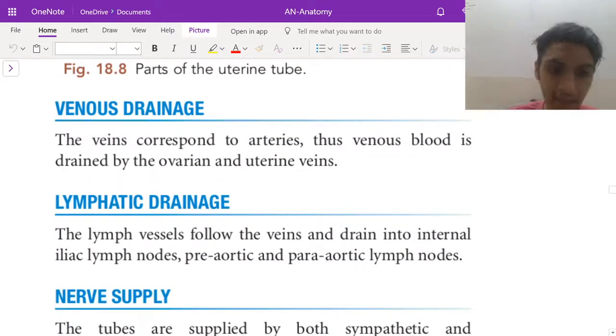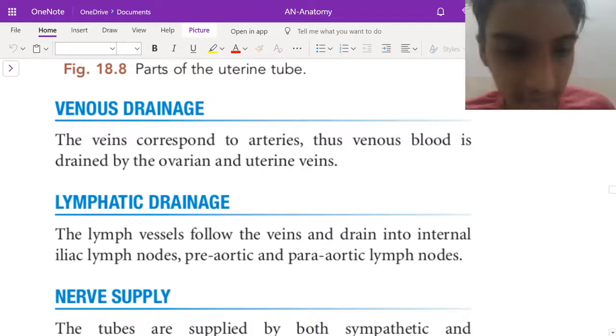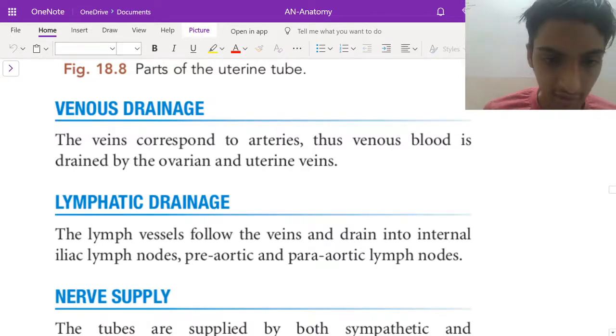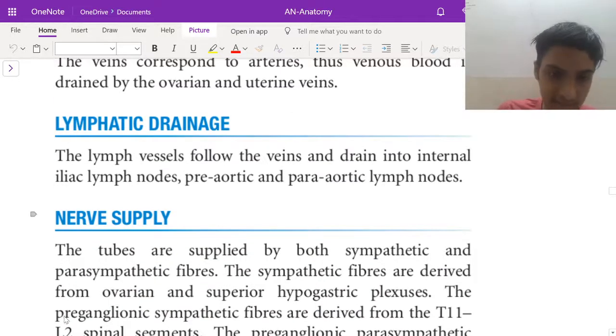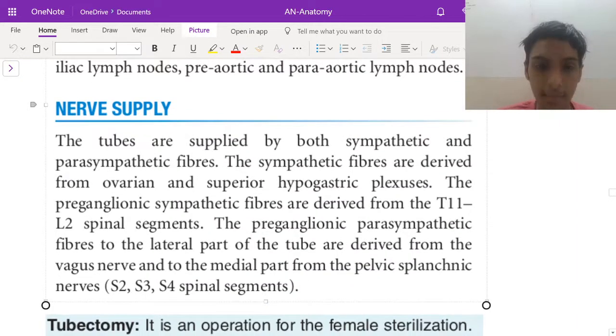Now the blood supply, arterial supply, will be the same as that of the ovary, where we had an ovarian branch of the uterine artery and the ovarian artery itself. The venous drainage will be the same. And lymphatic drainage is the same as that of the ovary, where pre and para aortic lymph nodes are there. Nerve supply is by T11L2.